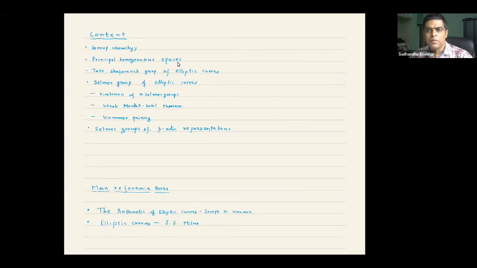Here are these 2 reference books. The first one is The Arithmetic of Elliptic Curves by Silverman, and the second one is again Elliptic Curves by Milne. These are the 2 main books. Most of the things I will be covering here are from these 2 books. I will also use the notations and terminologies from these 2 books. And there will be a few extra topics also. From time to time, I will mention from where I am taking them.